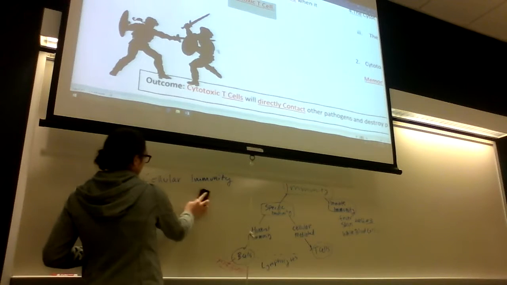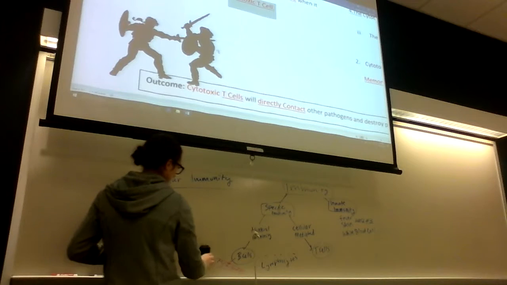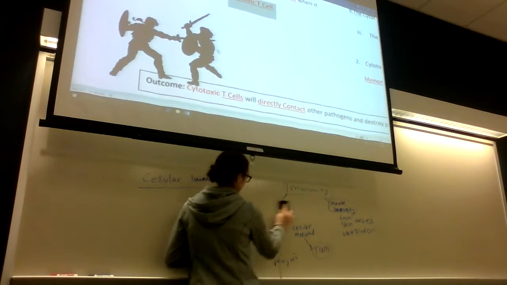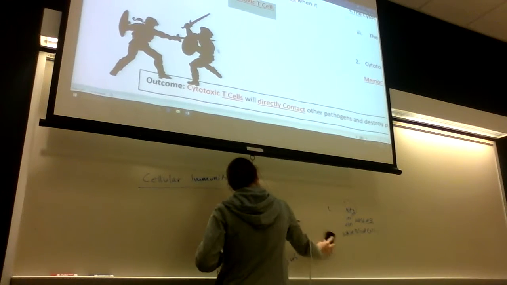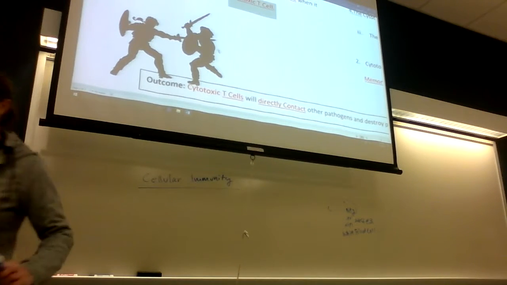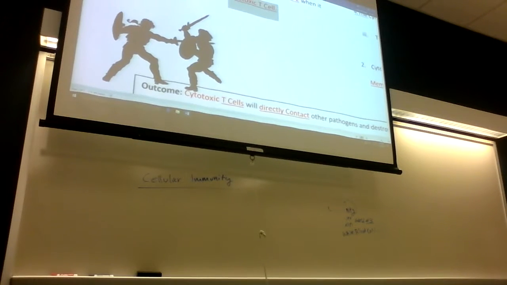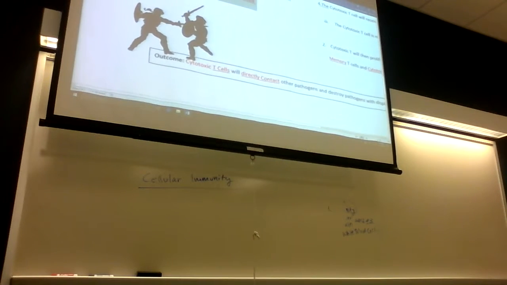So for this worksheet with cellular immunity, I'm going to erase this chart. Your worksheet kind of is divided into halves. I'm just going to show you how it works. And this doesn't quite make sense until we move on to the picture.